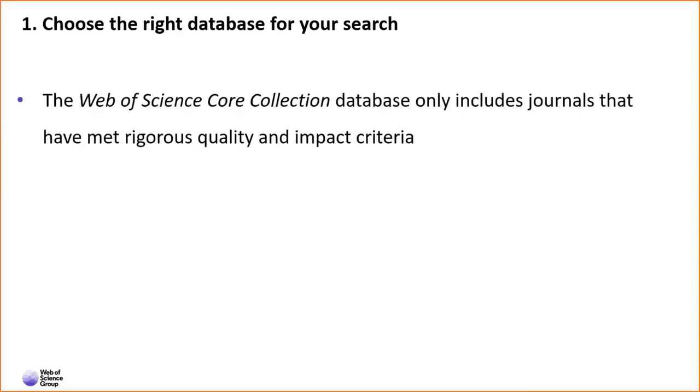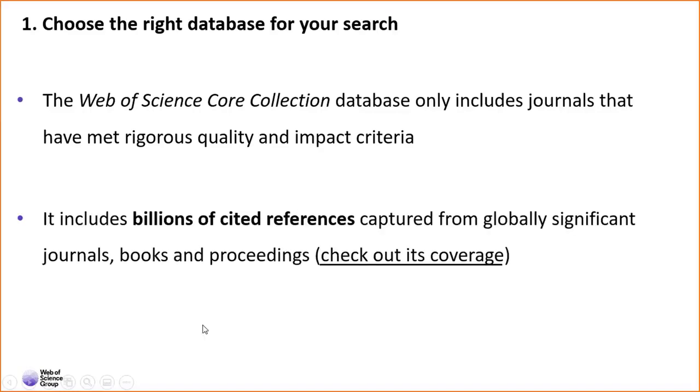So core collection, I'm going to speak a lot about core collection, but you do have access to other databases in the Web of Science as well. Here, this database includes only journals as well as books and conference proceedings that have met our rigorous quality and impact criteria. For books and conference proceedings, we look at the quality. For journals, it's quality and impact. Billions of cited references.